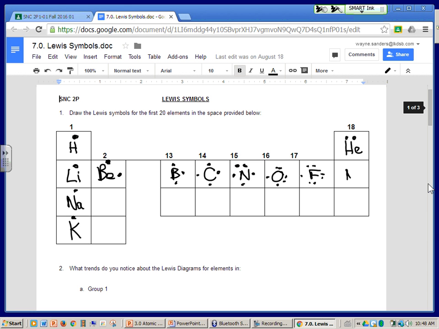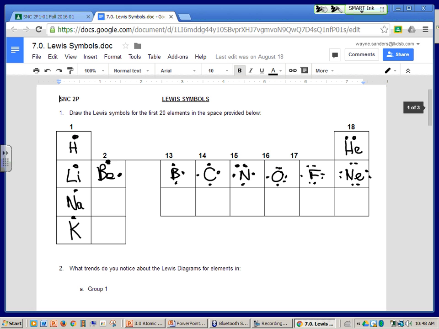And then neon. 1, 2, 3, 4, 5, 6, 7, 8. Everything's paired up. That's a happy atom. It's got 8 electrons. We've got 5 minutes left. You can complete your pictures. They're going to have the same number of dots for the group.